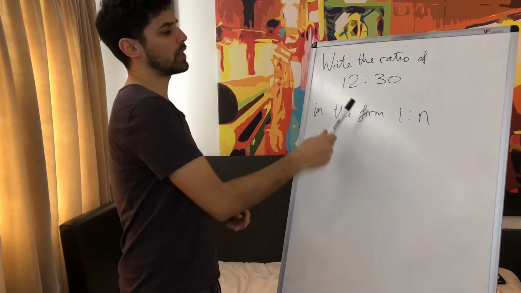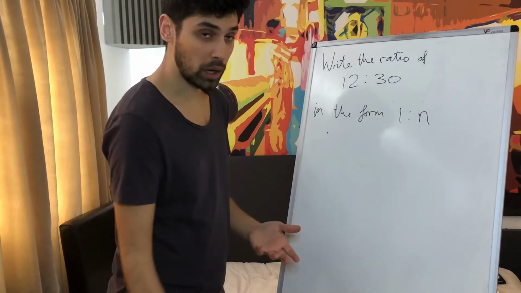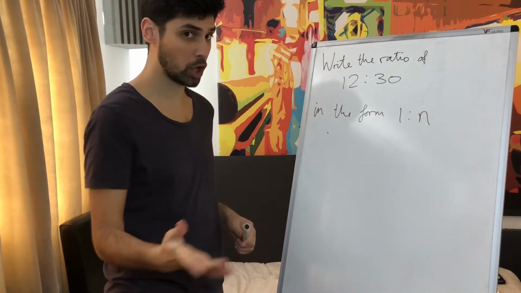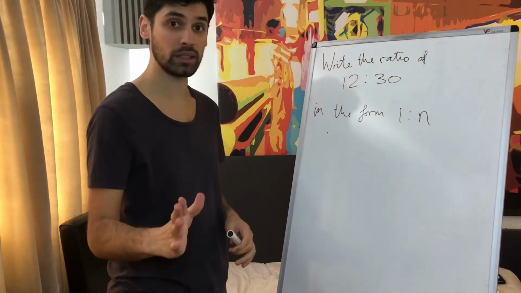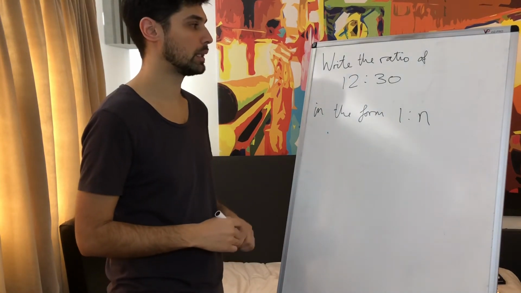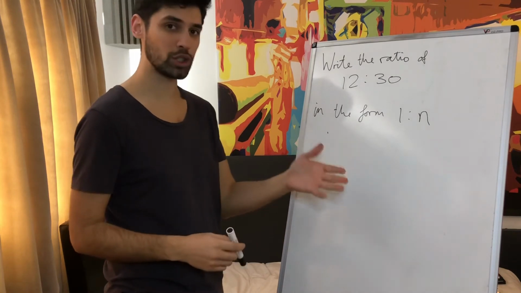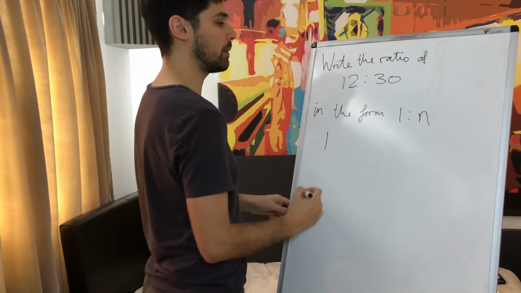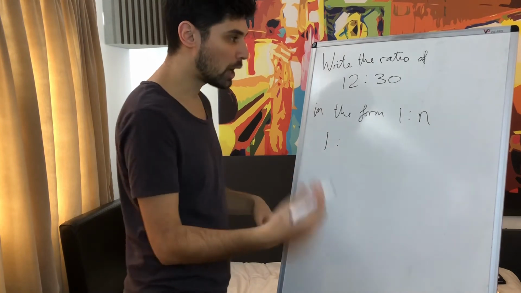So what do we want to do to change 12 to a 1? Well, we've got to divide by 12, right? That means we've got to divide this by 12 as well. Now, 12 doesn't go into 30. We are going to end up with a decimal or a fraction, whichever way you want to look at it. But that's okay, because that's what the question is asking for. So when the left-hand number is going to be a 1, 30 divided by 12.